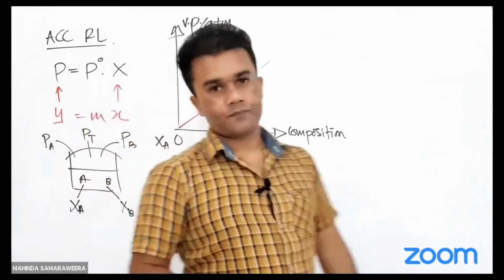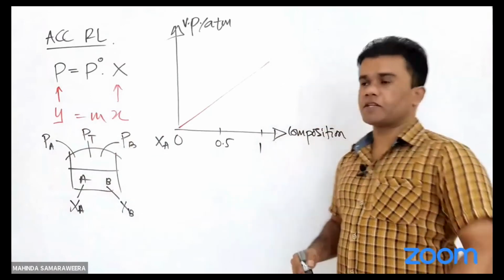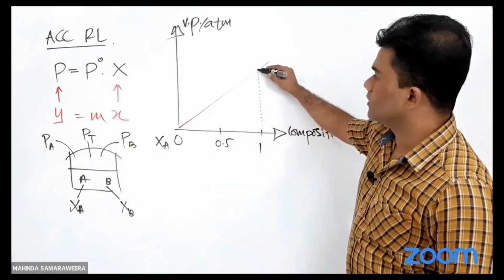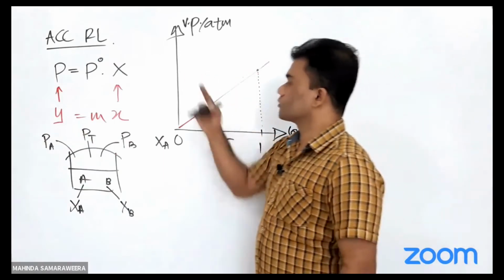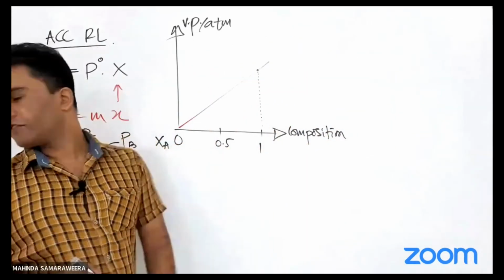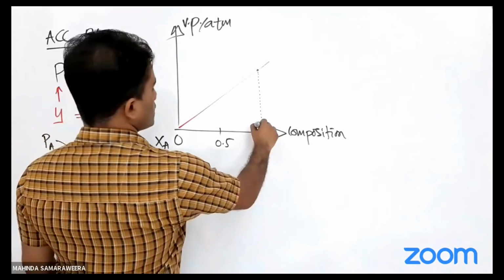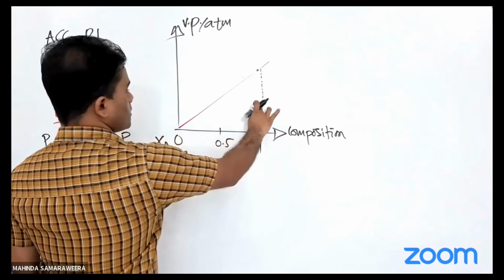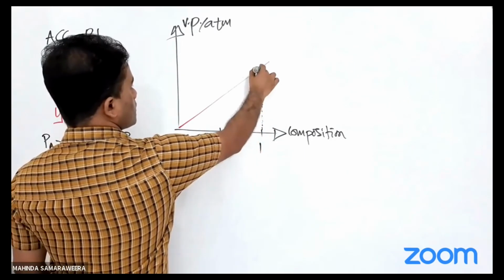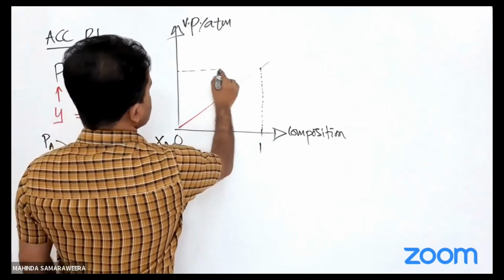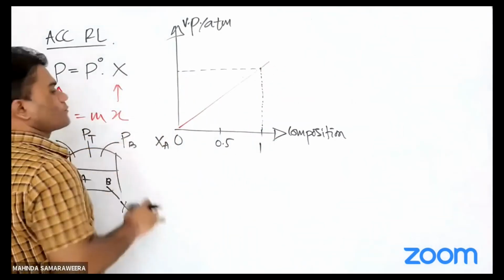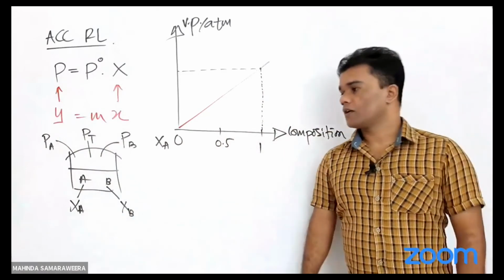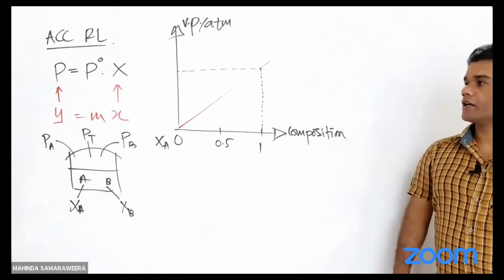XA is 1. So this pressure is quite a special pressure. When XA is 1, the pressure exerted by A is given by this point. What is that point? If I mark it, do you know it's a special pressure I told you? Do you know that pressure? What is this? When XA equals 1, what is that pressure? Can anyone tell?